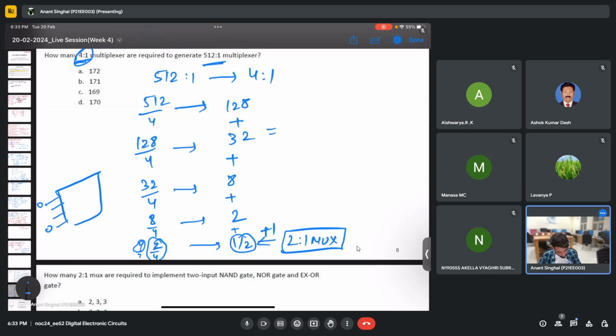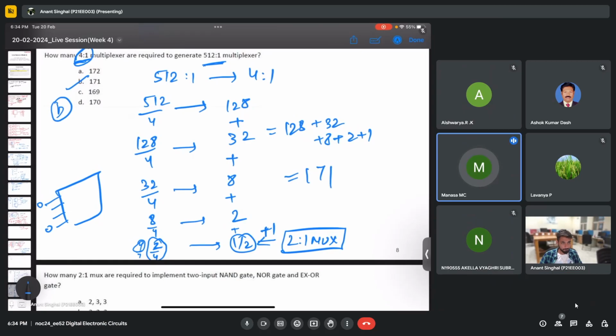So if you add all of these, you will get the answer. So what is 128 plus 32 plus 8 plus 2 plus 1? This will be, I guess, 160, 168. So this will be 171. So option B will be correct. Is the doubt clear here?